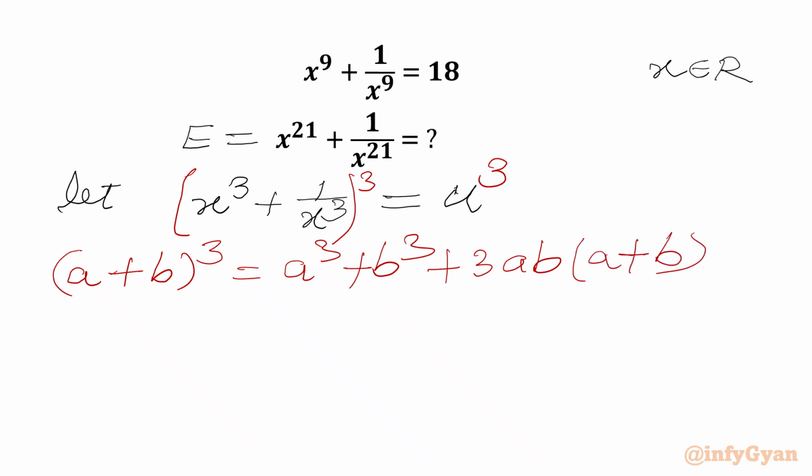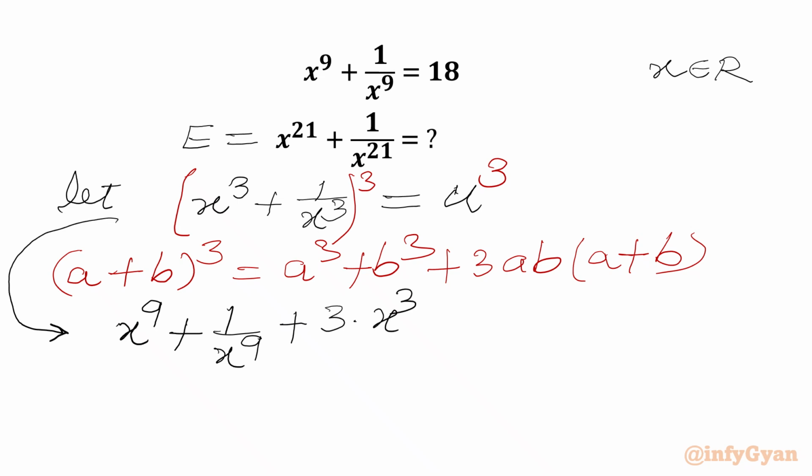Here a is x cube and b is 1 over x cube. So we can write our LHS: x cube whole cube, so I can write x power 9, plus 1 over x cube whole cube, we can write 1 over x power 9, plus 3 times x cube times 1 over x cube times (x cube plus 1 over x cube), which will be equal to u, and RHS would be u cube.